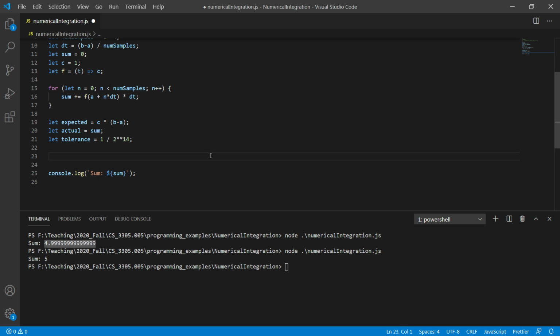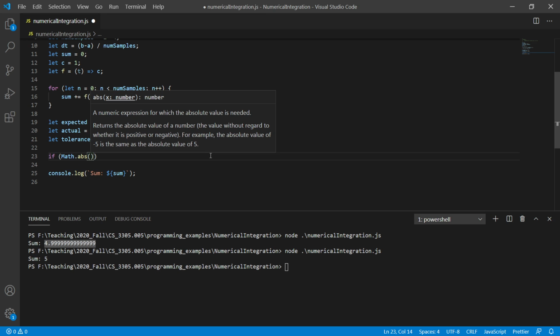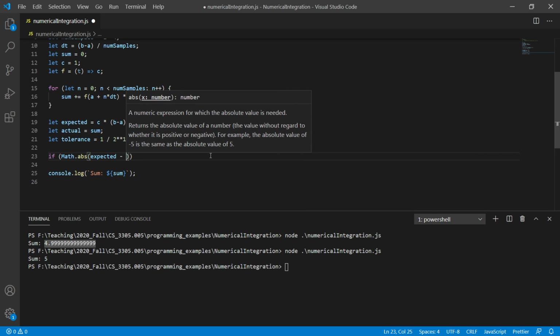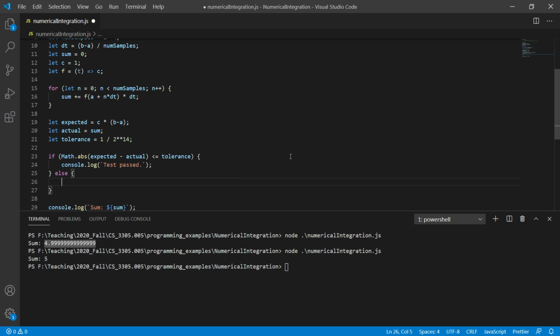Okay, so now we have our test, right? So if it's in the neighborhood, if the absolute value of the difference between the expected result and the actual result is less than our tolerance for error, or less than or equal to, in case we get it exactly right or whatever. So if we bump our tolerance down to 0, then we want this test to still pass. Then we just put out that the test passed. Otherwise, we write some error.